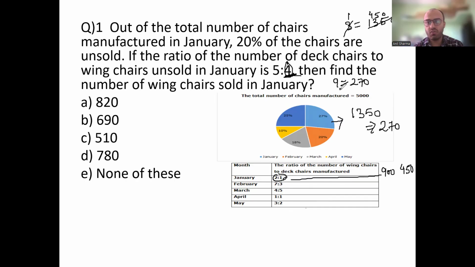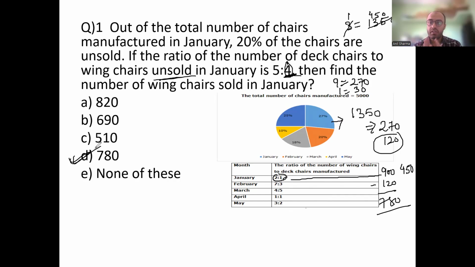9 is 270. What is 1? 1 is 30. So guys, if 1 is 30, what is 4 equal to? 4 is equal to 120. So that means 120 wing chairs were unsold. Question is how much is sold? So total wing chairs I have is 900. 900 minus 120. Answer is 780.